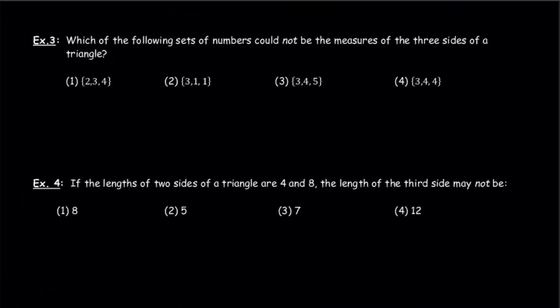Now, just vocab here can get a little bit different. This one says, which of the following sets of numbers could not be? All right, so you've got to read carefully. We want the one that does not work. So very quickly, put them in order. Is 2 plus 3 greater than 4? 5 is greater than 4. So this is a yes or a true, but we want the one that is not. So that does work. Reject it.